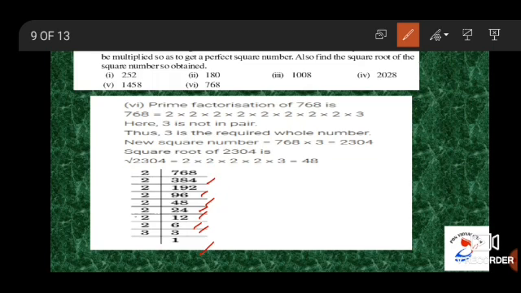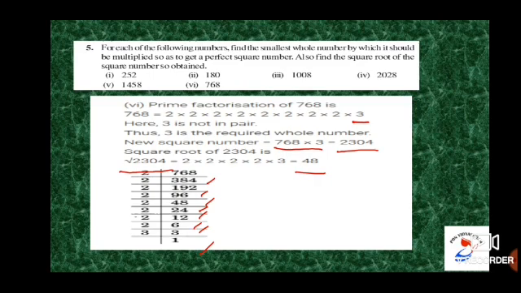So let us write down the prime factors of 768, and we have found out that the number 3 is not in pair. So let us take that 3 and multiply it with the question. The result is 2304. So the square root of 2304 is equal to 2 into 2 into 2 into 2 into 3, that is equal to 48. So this completes problem number 5. We have completed till subdivision 6.